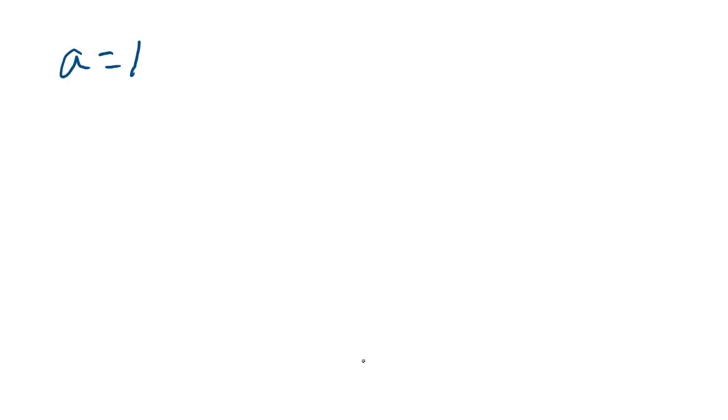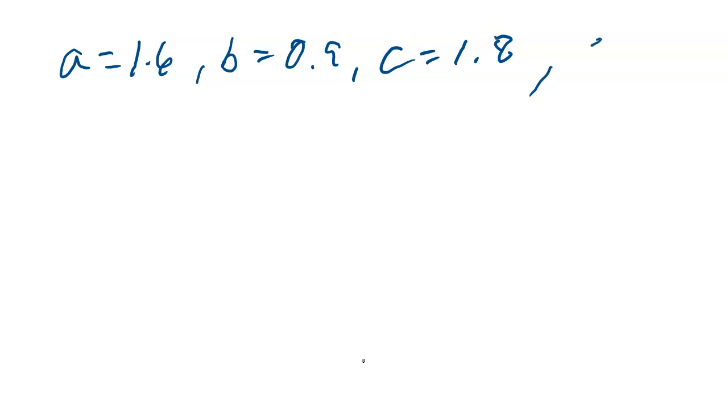Let's see, A is equal to 1.6. B is equal to 0.9. C is equal to 1.8. We're finding the largest angle. The largest angle will go with the largest side. This is angle C that we're looking for.